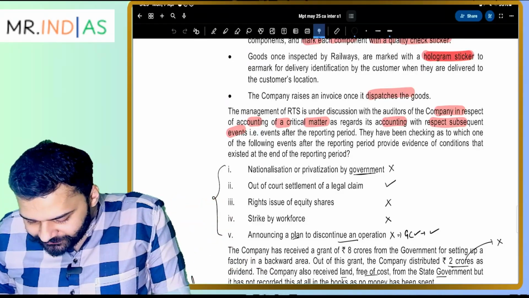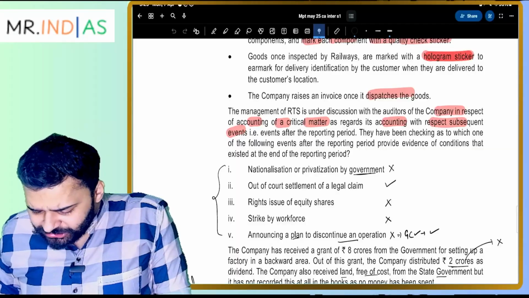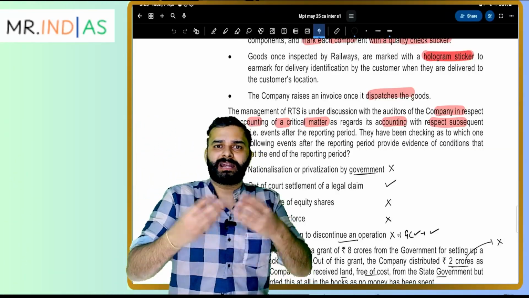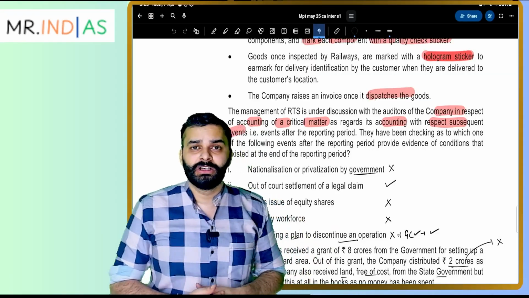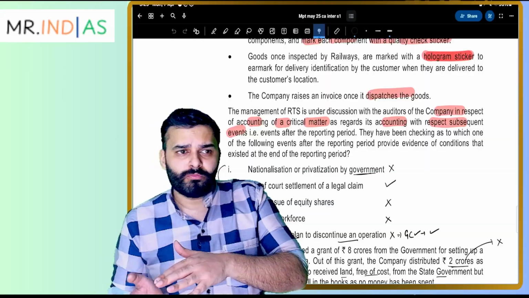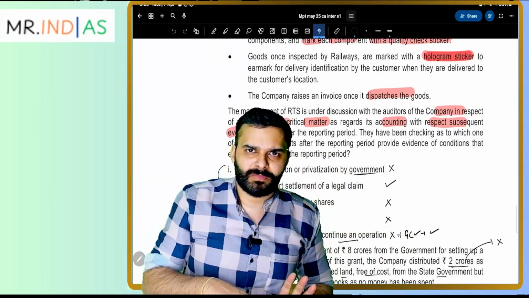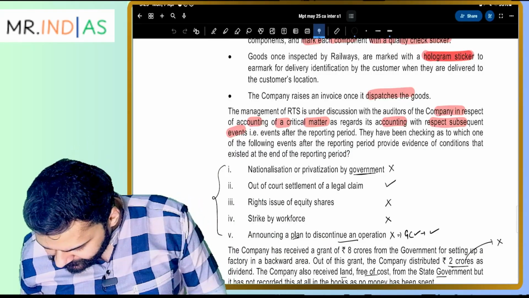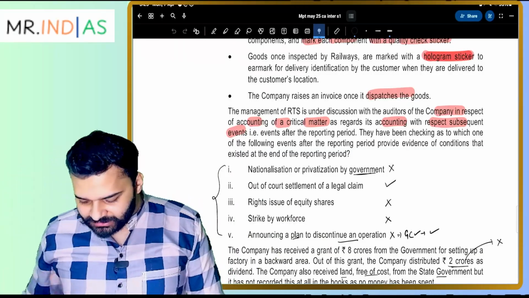The rights issue of equity shares. So if on 10th of April you make a rights issue to your existing shareholders, it doesn't give any evidence that the rights issue might have come on 31st of March. It doesn't give any evidence. So the rights issue is a non-adjusting event. Nationalization is also a non-adjusting event.